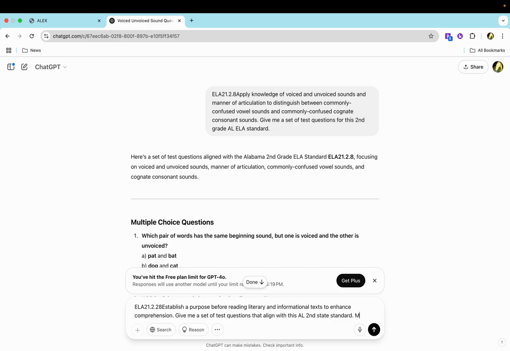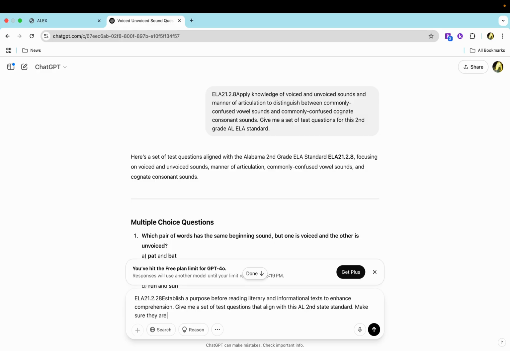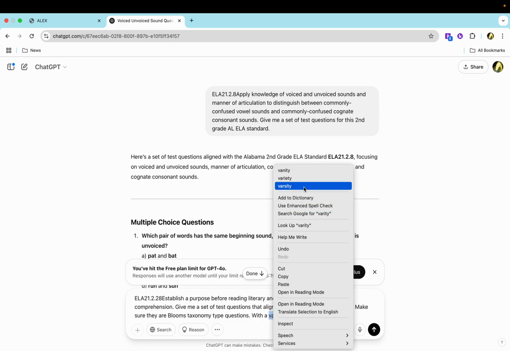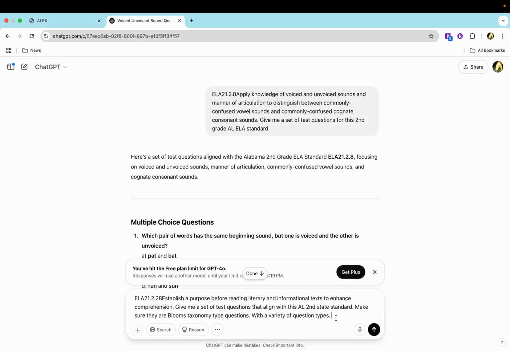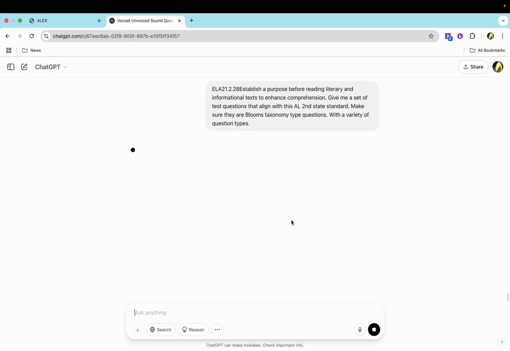Make sure they are Bloom's taxonomy type questions with a variety of question types. You'll notice sometimes I do make spelling mistakes. A lot of times the GPT knows what you're talking about, but I do try to correct them. Send.